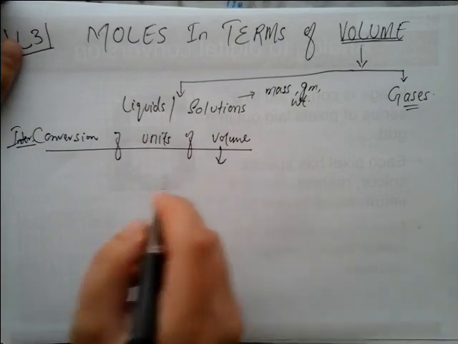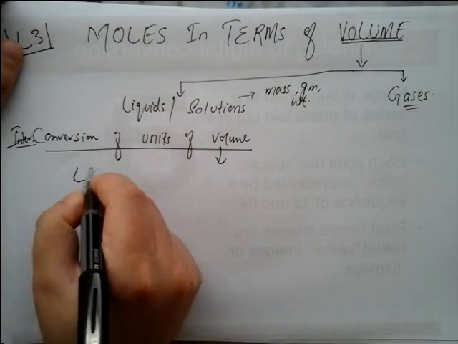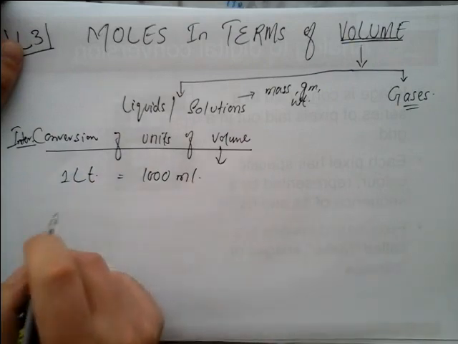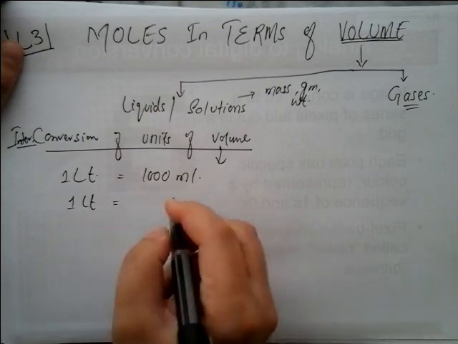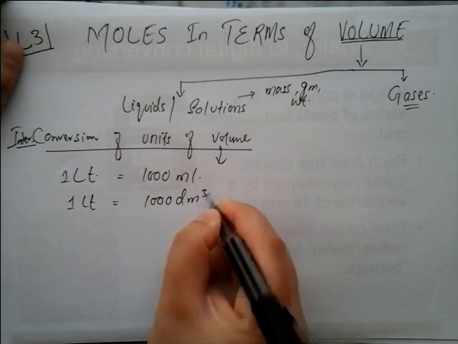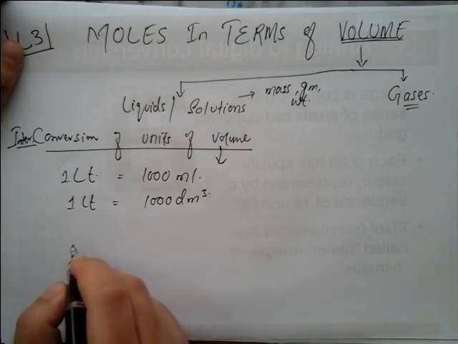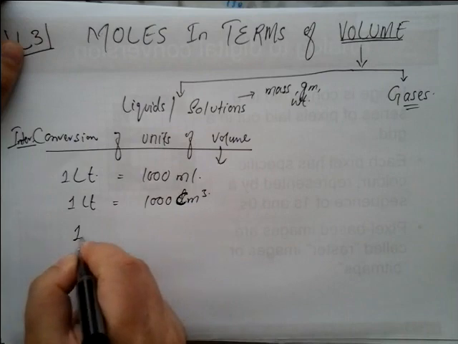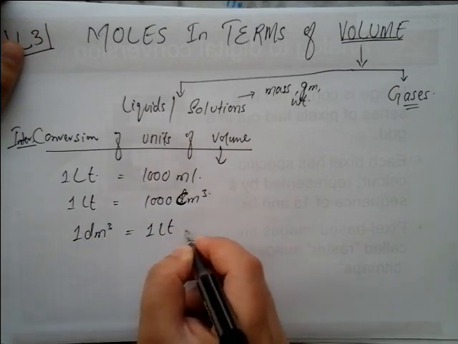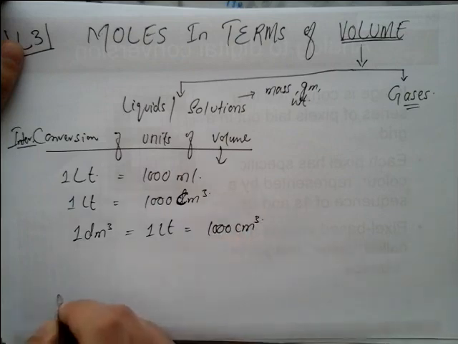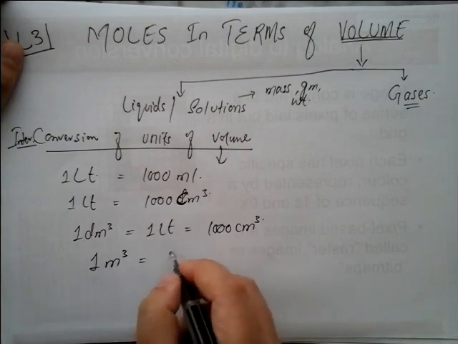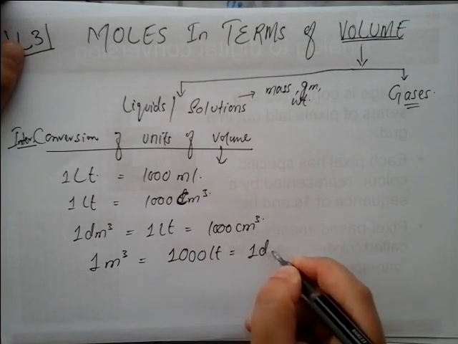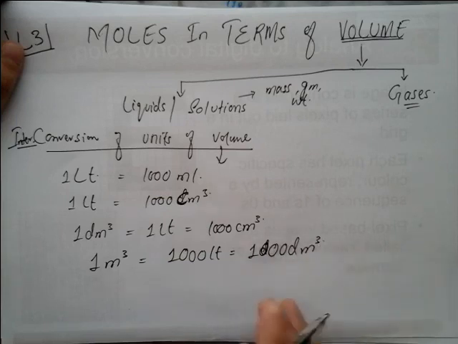So we know that volume is usually measured in liter. Okay, and we know that 1 liter is equal to 1000 milliliter. Is that clear? In the same case, 1 liter is also equal to 1000 decimeter cube. Is that clear? Sorry, 1 decimeter cube is equal to 1 liter, which is equal to 1000 centimeter cube. And 1 meter cube is equal to 1000 liter, or is equal to 1000 decimeter cube. Is that clear?